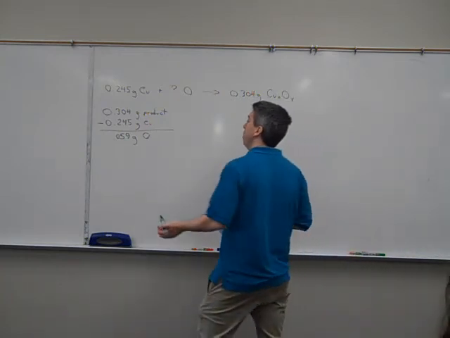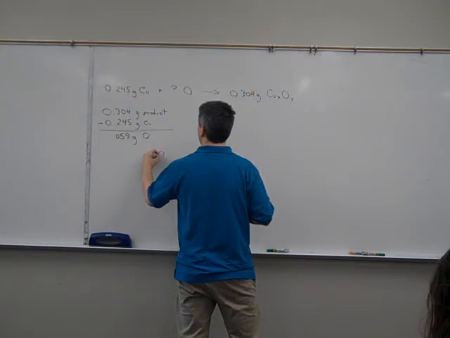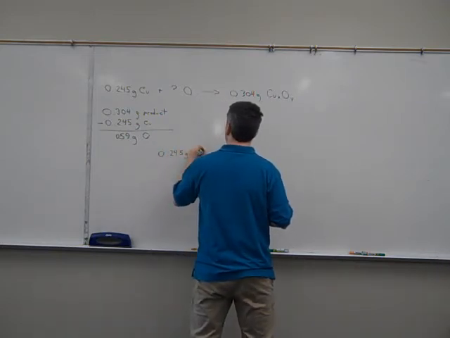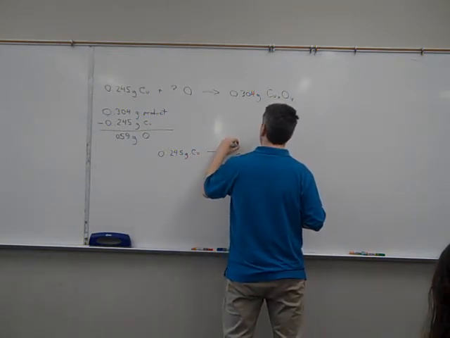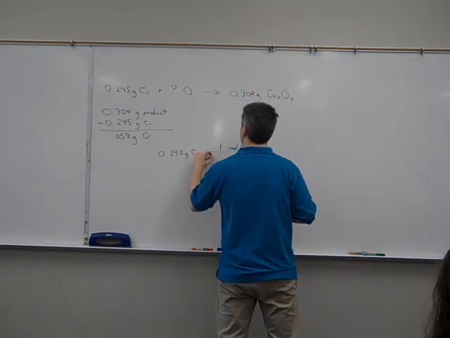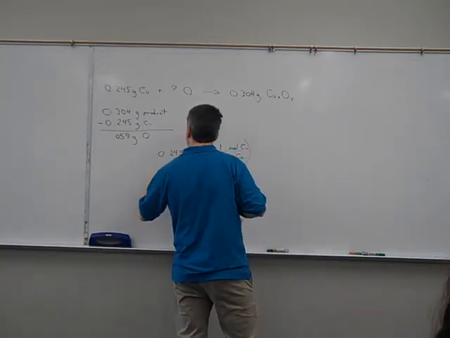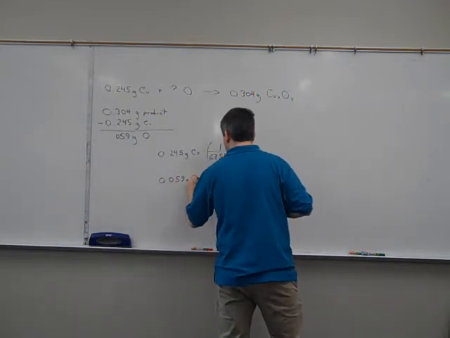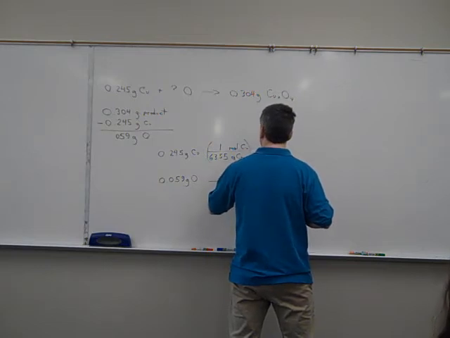All right, so now we're going to go ahead and convert each of our grams to moles. So 0.245 grams of copper. And we'll do the same thing we did before, grams of copper on bottom, moles of copper on top. And that's going to be 63.55 grams of copper and 0.059 grams of oxygen. Grams of oxygen can be converted to moles as well.